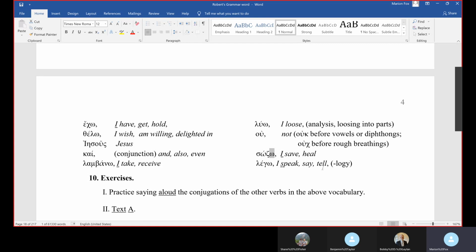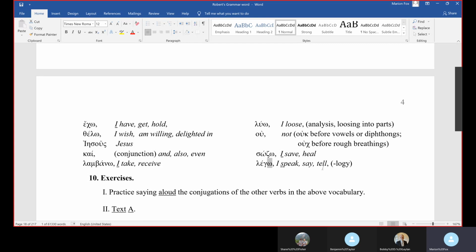So sozo, I save. Sozeis, you save or heal. Sozei, he, she, or it saves or heals. Sozomen, we save or heal. Sozete, you, all, plural, save or heal. Sozousi, they save or heal. Okay. Now, any questions so far?